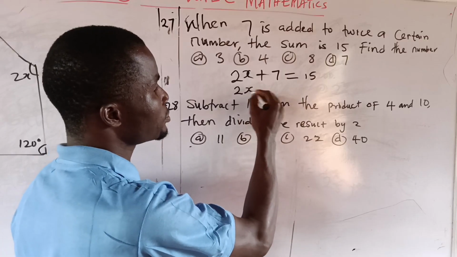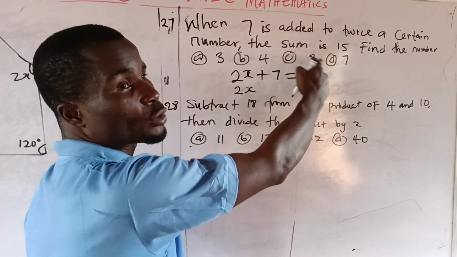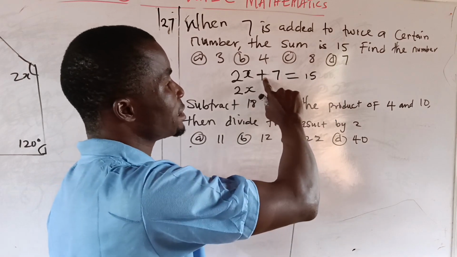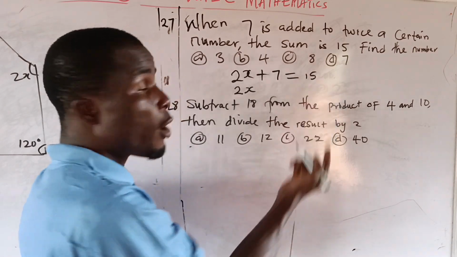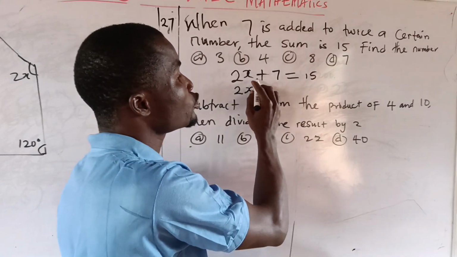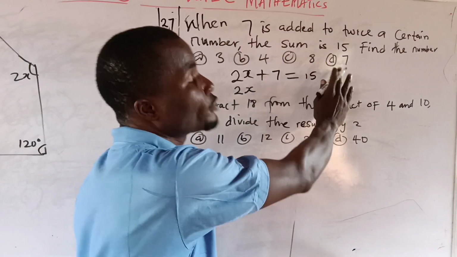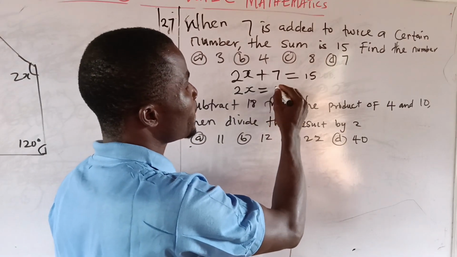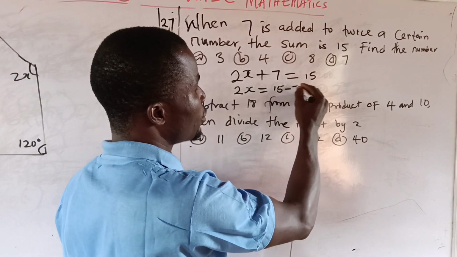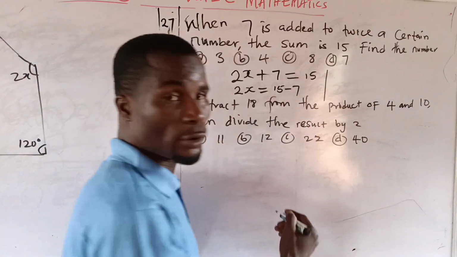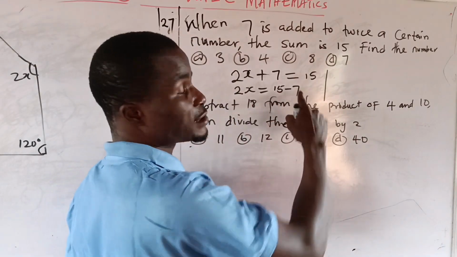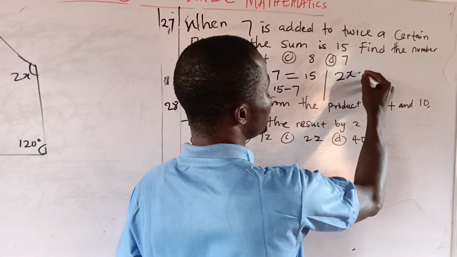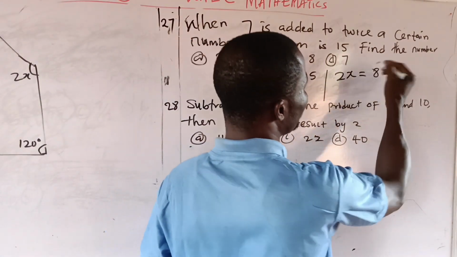So what do we do here? We are taking this 7 to this side. Once we take it across this equality sign, the sign here will change to negative. Or you can do it this way by subtracting 7 from both sides. It's still the same thing. So we have 15 minus 7. Are you following? 15 minus 7 will give us 8. So we have 2x equals 8, right?